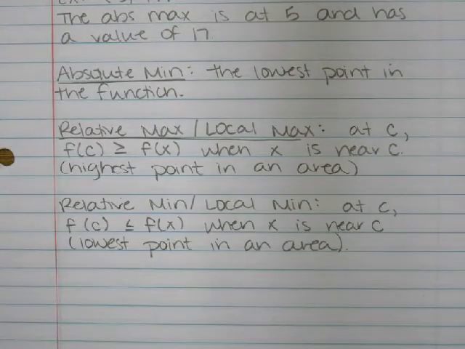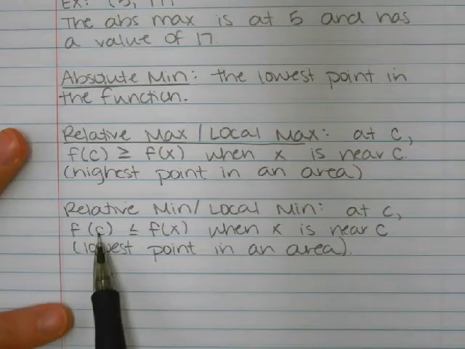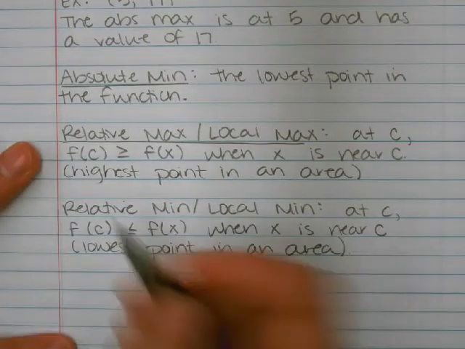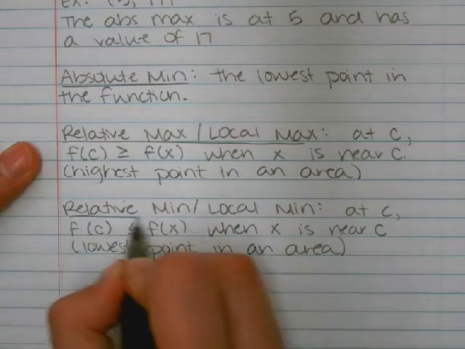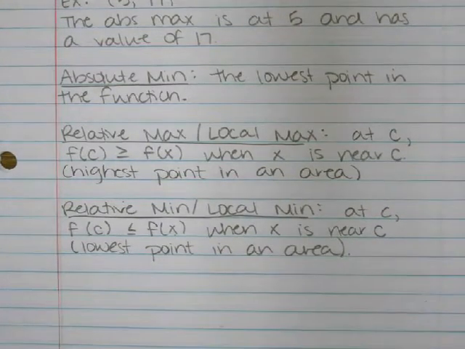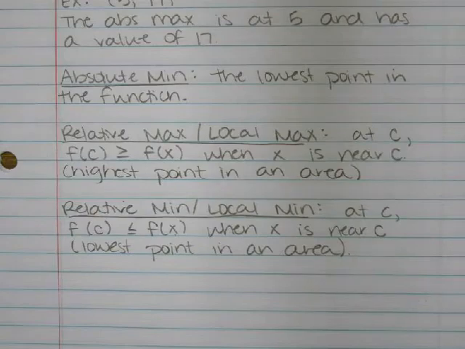So it's saying, oops, sorry. There we go. It's saying the y coordinate you get when you plug in c should be less than the y coordinates you get when you plug in all the x's that are near it. And so that y would be lower than the rest of them. It's not absolutely the lowest, it's just lower than the things in its general area.